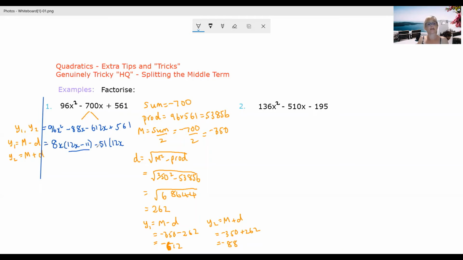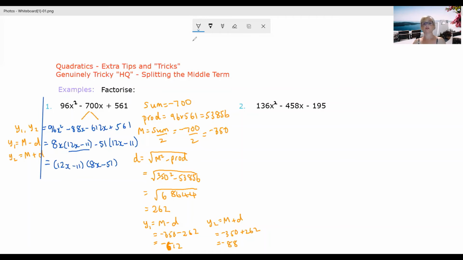Let's just check that negative 51 times negative 11 does give us our positive 561, and yes, it does. So we're all good. Quite often you will have to look for clues here with your grouping, because there might be quite a few options involved. So that's going to be that quadratic factorised. Okay, let's try our second one now.